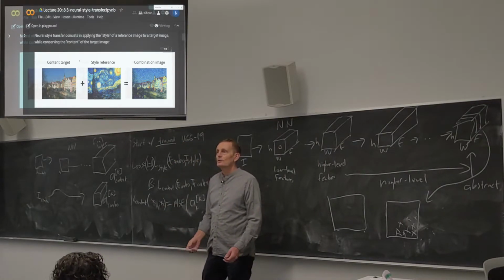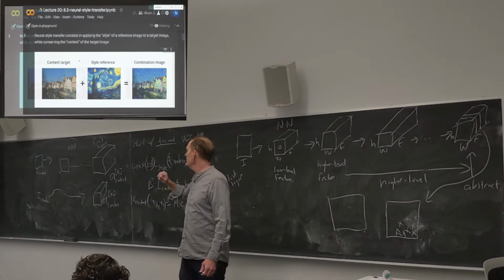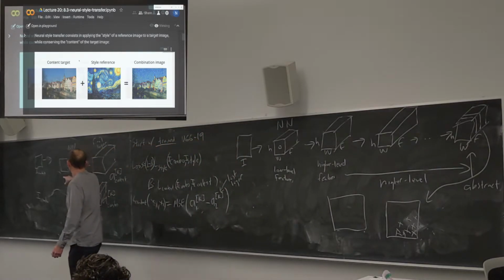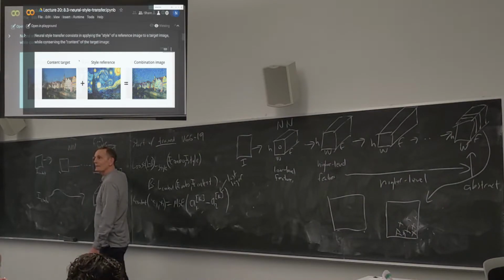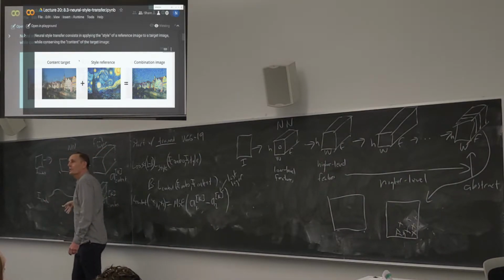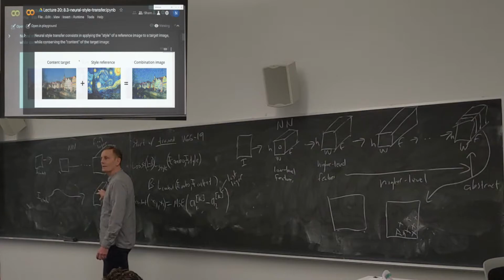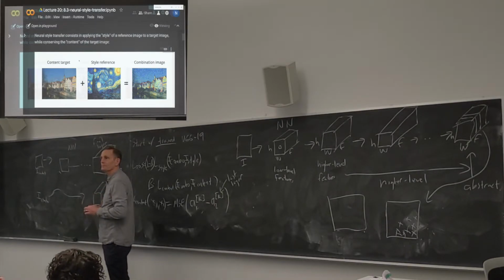Okay. So, again, we feed in the content. We look at the activations of the last layer. We feed in the combo. We look at the activations of the last layer. And we just do a pointwise subtraction and then sum squares.